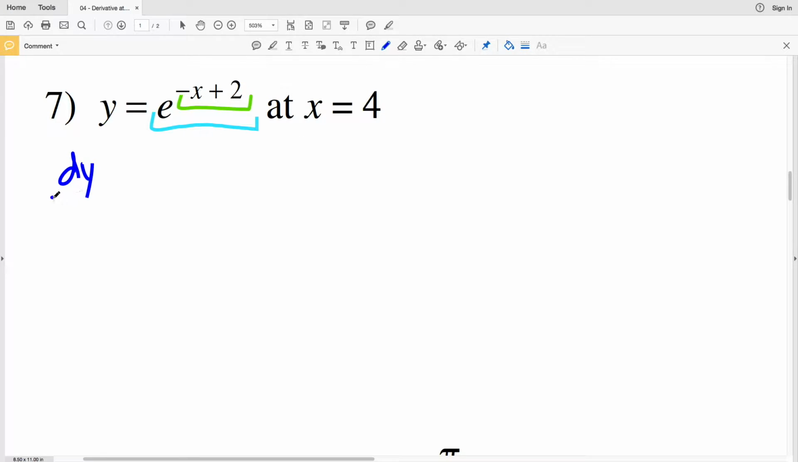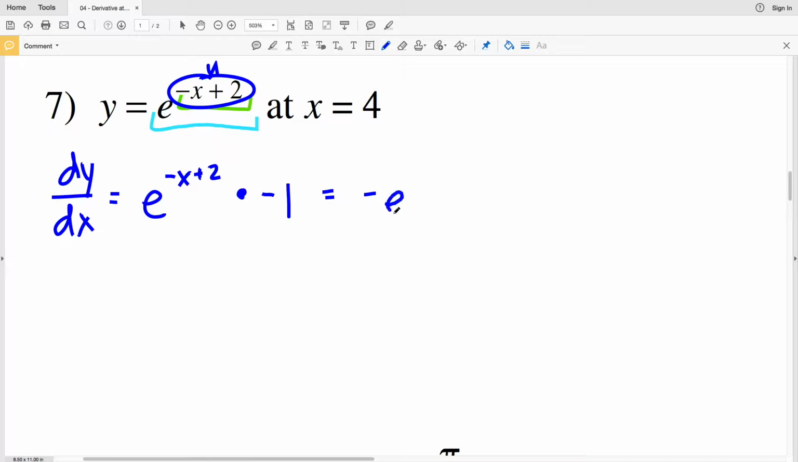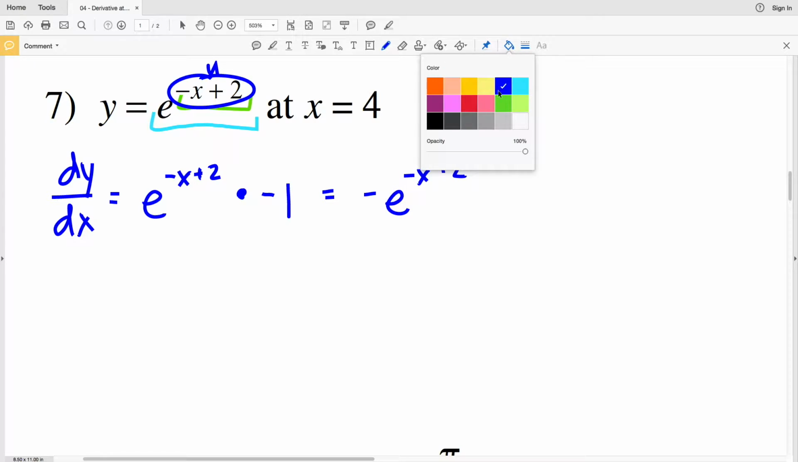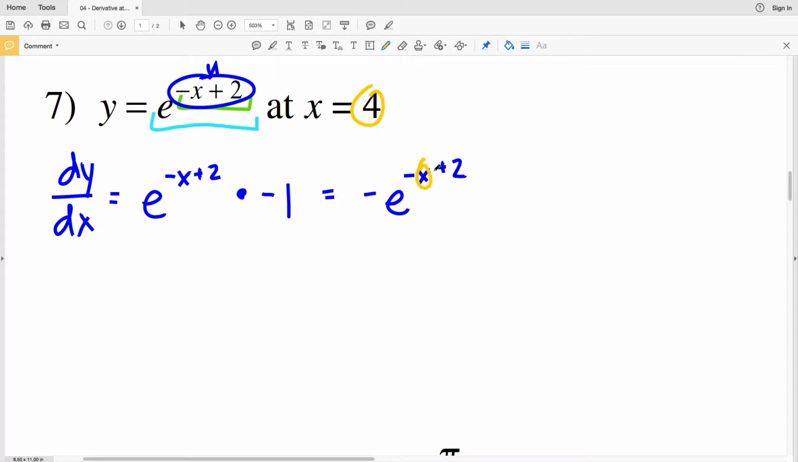So the derivative of y with respect to x: the derivative of e to the u is e to the u. So that's going to be e to the negative x plus 2 if we set u equal to negative x plus 2. And then we're going to multiply by the derivative of u with respect to x, which is a negative 1. So for our derivative of our function in number 7, we have negative e to the negative x plus 2. Now we're going to take our value of 4 and plug that in for x.